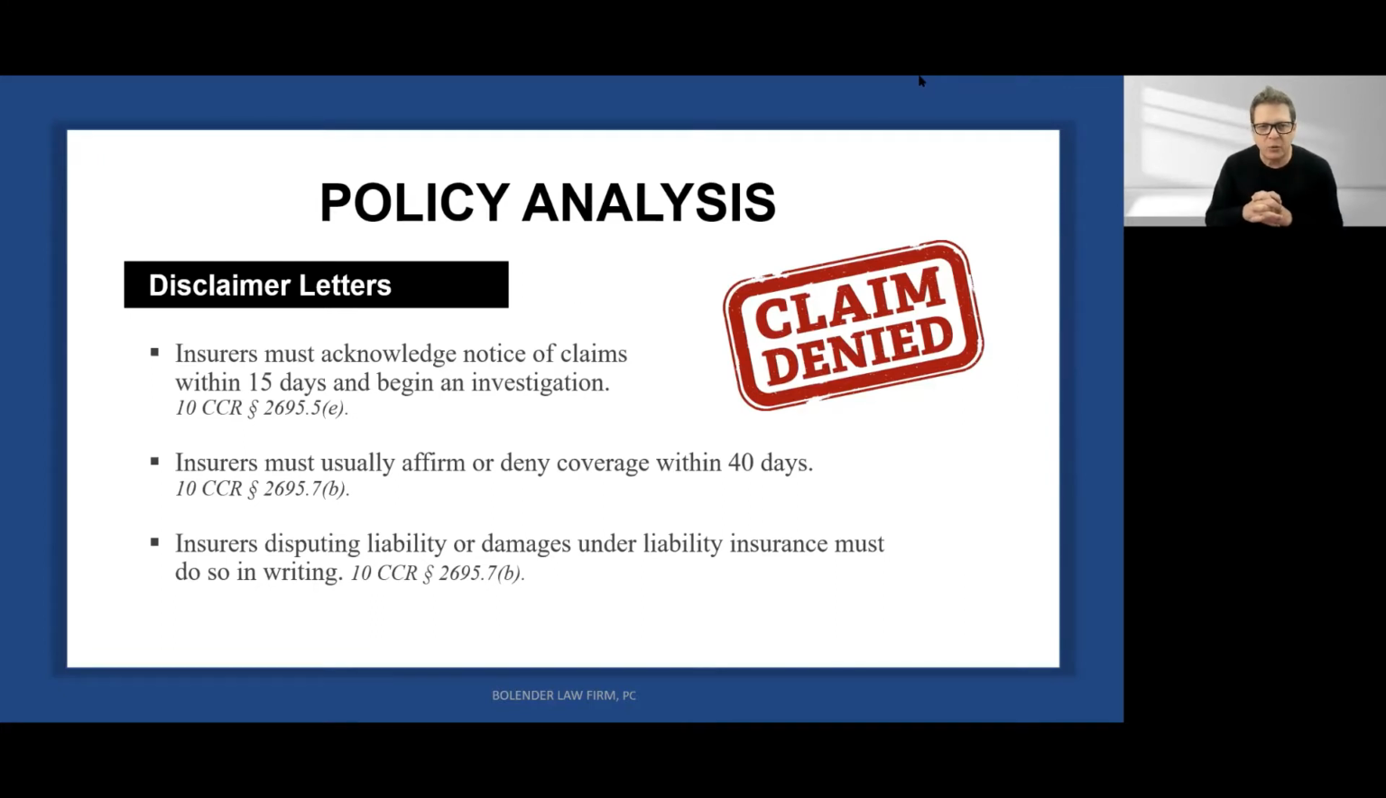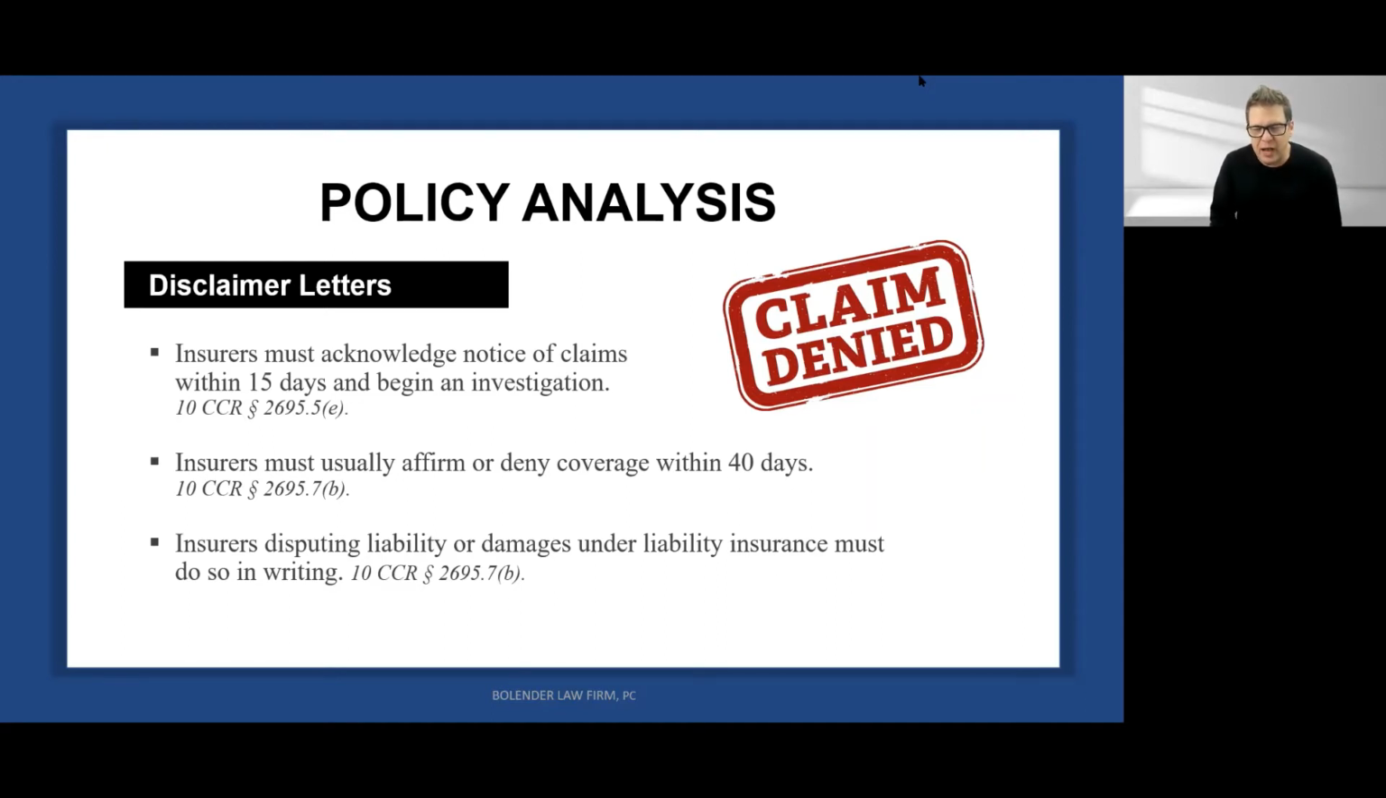All right, this is lesson 1. This is our skills component. When an insurance claim is denied, the insurance company is ordinarily going to be required to write a disclaimer letter explaining the basis for its coverage decision. Now, I've drafted many disclaimer letters.